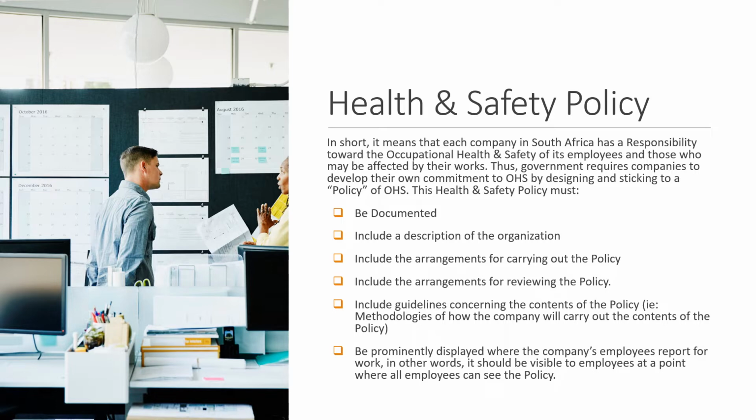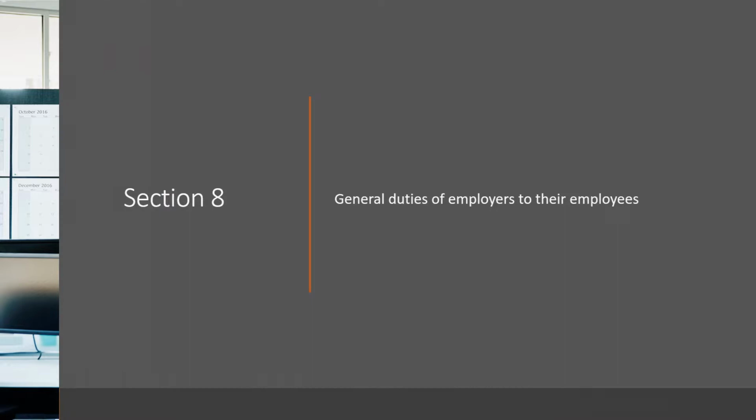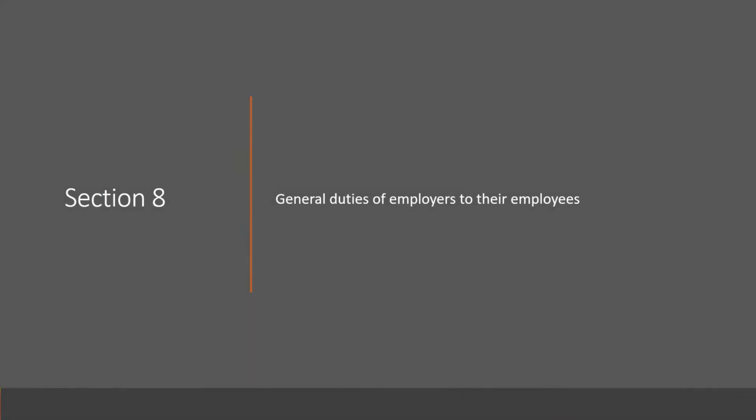This could be methodologies on how the company will carry out the contents of the policy. It must also be prominently displayed where the company's employees report for work. In other words, it should be visible to employees at a point where all employees can see this policy. Now let's take a delve into the duties of employers to their employees under Section 8 of the OHS Act.